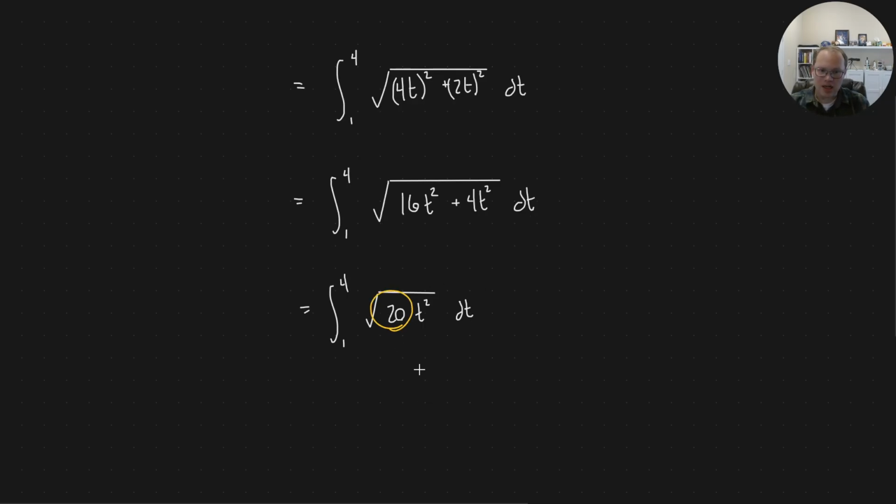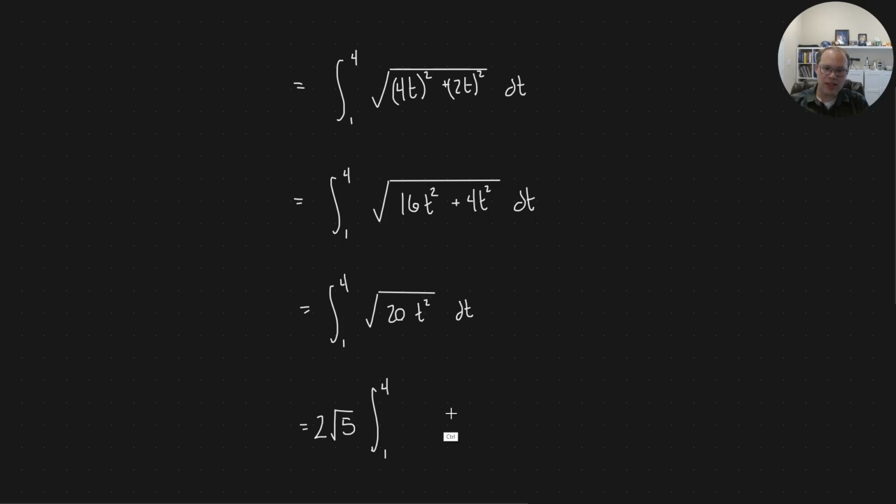Root 20, that's a constant, and I could pull it out of the integral, right? When I'm multiplying by a constant, I could pull the constant multiple out of the integral. So I'm going to get root 20 out here. But while I'm pulling it out, let me go ahead and simplify it. 20 is 4 times 5. So I could take the square root of the 4, that's 2, leaves me with a 5 under the root. So square root of 20 is just 2 root 5, and I left that outside the integral.